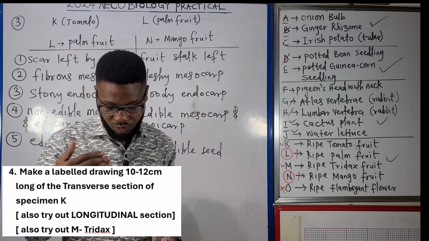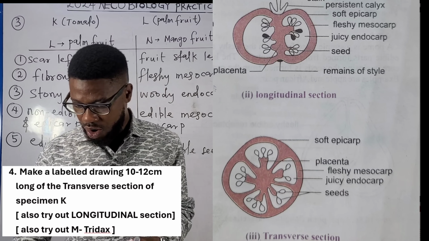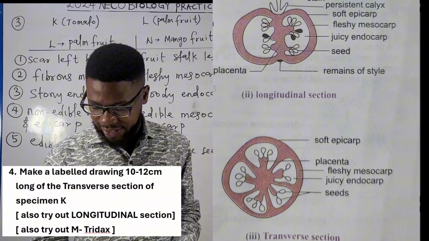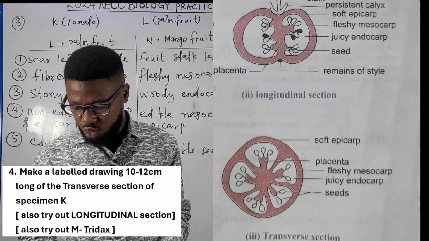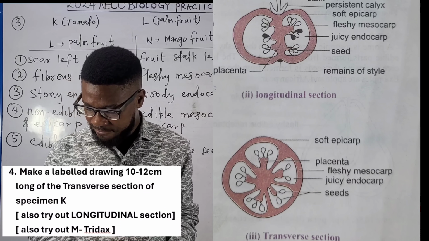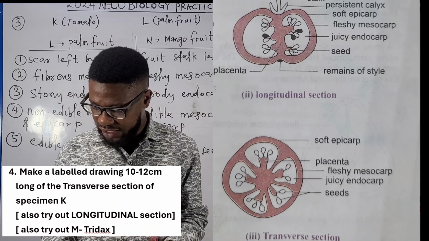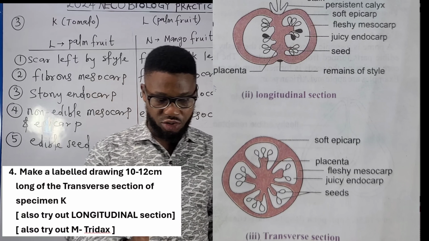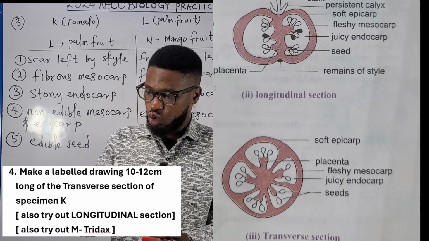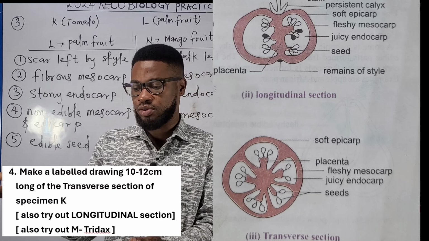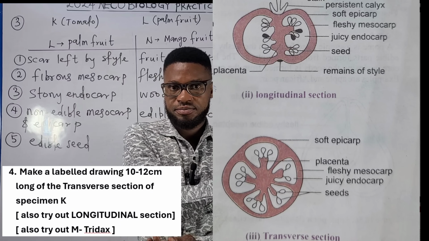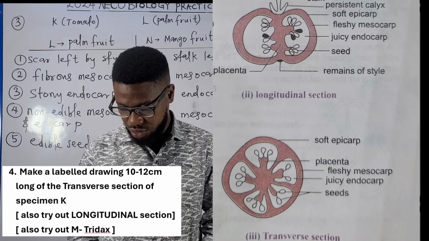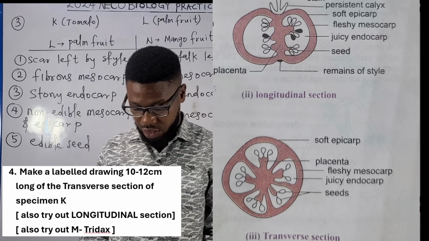Looking at question 4, I'm going to be displaying the drawing on your screen so that you can look into that. Question 4, we were told to make a drawing 10 centimeter to 12 centimeter of the transverse section of specimen K. Transverse section means you're going to get the tomatoes, you're going to cut horizontally. You're going to get the scalpel, you cut horizontally. That's how you open it up. That's how you get the transverse section of specimen K. That's of a tomato fruit.